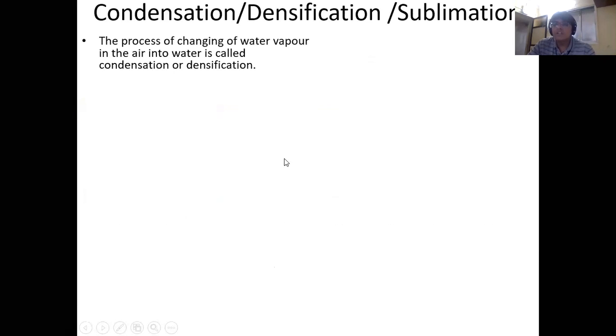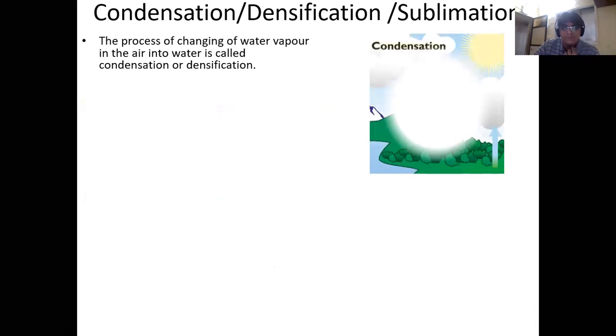Now we come across the last topic of the first part. Humidity is the first part of the chapter, cloud is the second part of the chapter. So in the first part, the last topic is condensation, densification and sublimation. You already know what is condensation. I showed you all a diagram. The process of changing of water vapor, that is from the gaseous state into water, that is liquid state, is called as condensation or densification.